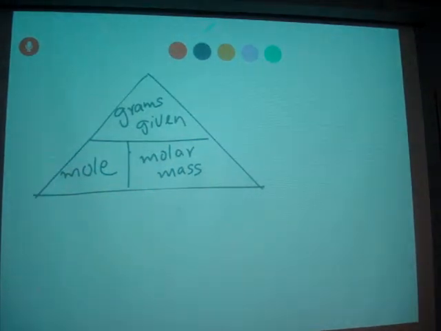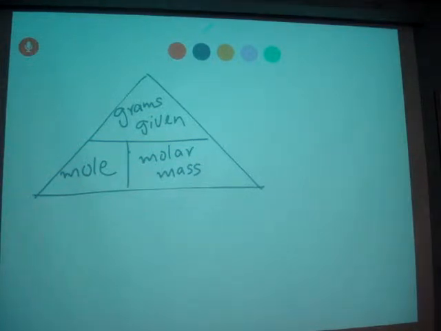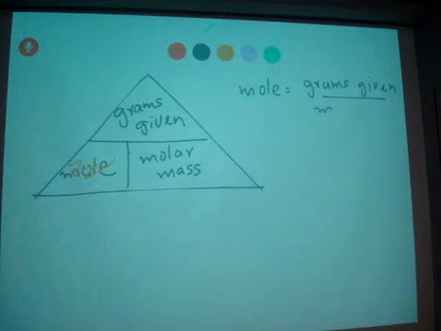So the way we use this graphic organizer, when we find mole, we can hide that. We hide this part, so you get the definition: mole equals grams given divided by molar mass.